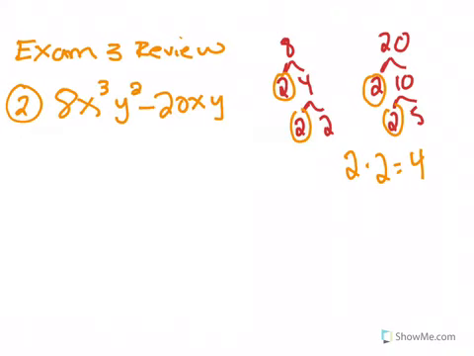So then I'm going to pull that out right here. Now I'm going to ask myself about the variables. You always look at the lowest exponent. So this is a 1 and this is a 1. So they both have in common an x to the 1 and a y to the 1. So x and y. Now this is a division process. So I put 4xy.